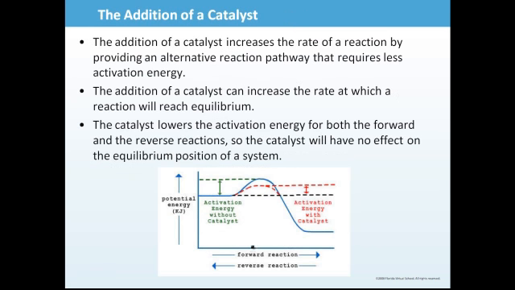Now, one other thing we want to mention here is the addition of a catalyst. Sometimes folks think that by adding a catalyst you are shifting the equilibrium. And we just want to clarify this real quick. If you go back to Module 6, remember that the addition of a catalyst increases the rate of reaction by providing an alternative pathway. If you look down here at the diagram, the blue line represents the reaction without a catalyst.